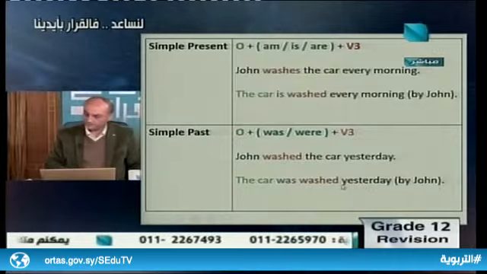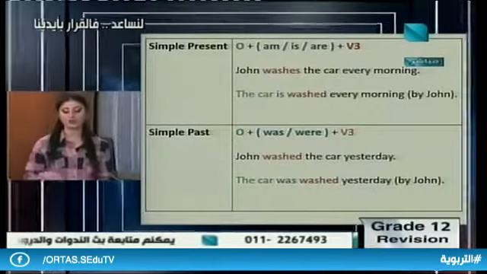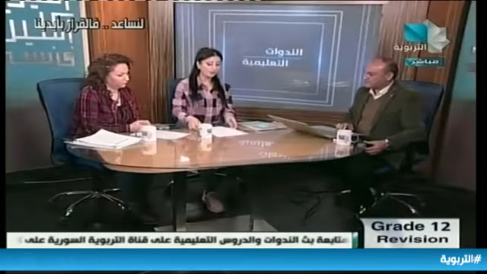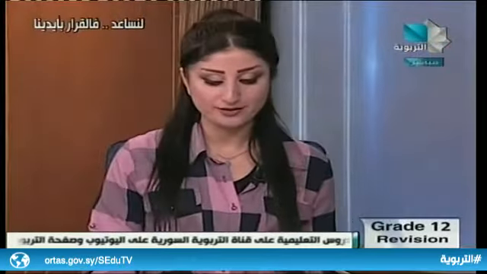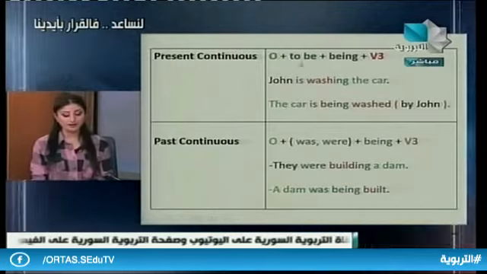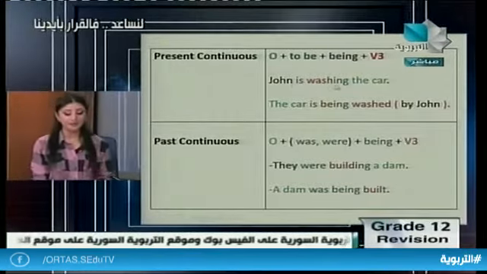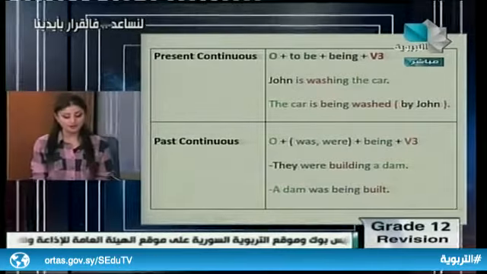It's not necessary to mention the doer. Now the continuous tenses. If we have present continuous, or progressive, it will become object plus the verb to be, is or are according to the object, plus being, plus the past participle, or verb 3.